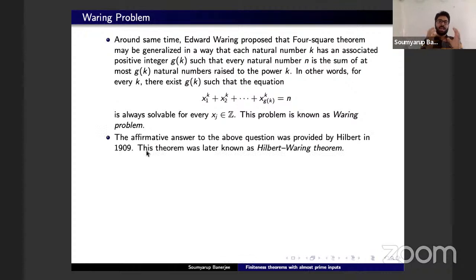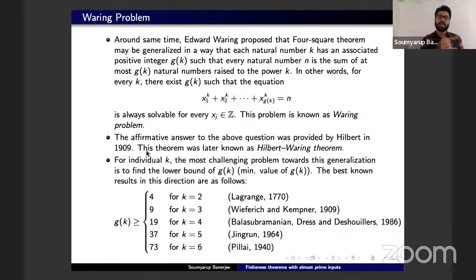Okay. And in this direction, the affirmative answer was given by Hilbert in 1909. And this theorem was later known as the Hilbert-Waring theorem. For individual k, like for k equal to 2, 3, 4, and so on, the most challenging problem in this direction is to find the lower bound of gk. Why is that? Because suppose, for Lagrange's theorem, a sum of four squares represents n. Then automatically a sum of five squares also represents n, because you can take the fifth variable to be zero, and the sixth variable also zero. So if you find the lower bound of gk, then that is sufficient for us.